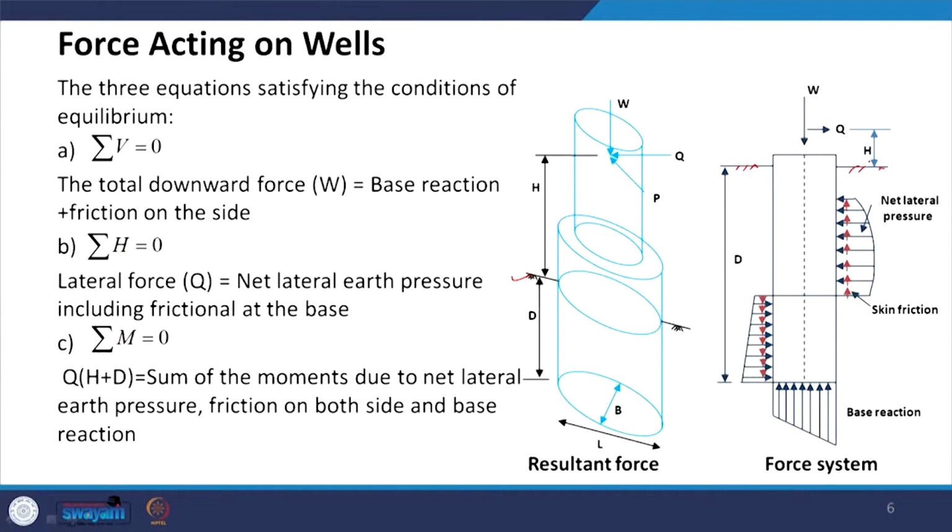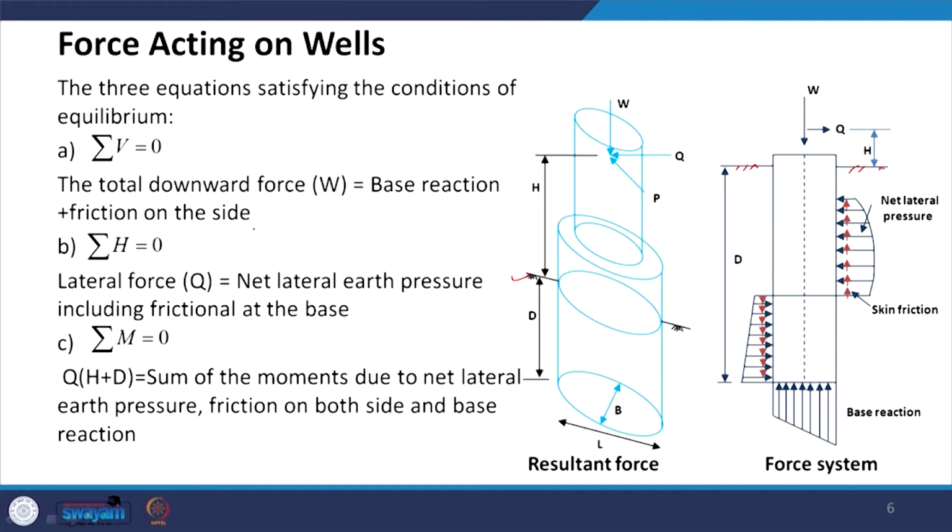The third equilibrium equation comes from the moment equilibrium, where all the moments acting should be 0. In the first one, summation V equal to 0, the vertical forces relate to weight W plus the friction force on the side. Weight will act downward, friction force will act upward. Summation of H equal to 0 is simply saying the lateral force Q is equal to the net lateral earth pressure, including friction at the base.